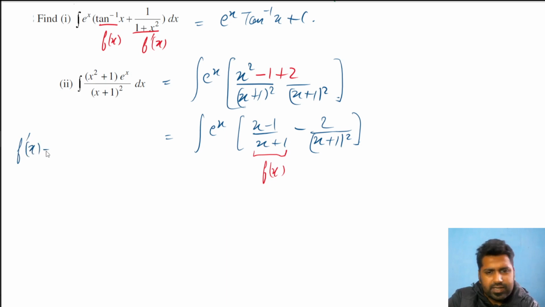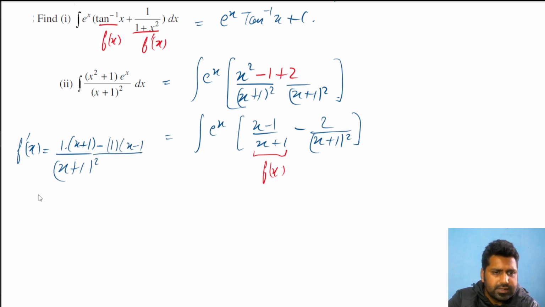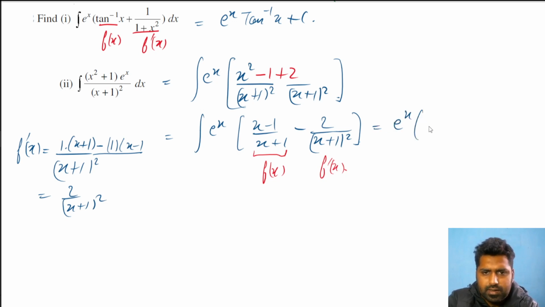f dash x will be, let's check it here in the separate part. Denominator, this is u by v, so x plus 1 whole square. Then u dash v, u is this, so 1 into x plus 1 minus v dash, denominator differentiation again 1 into x minus 1. If we solve this, what do we get? 2 upon x plus 1 whole square, which is present. So now I can say if this is my f x, this is my f dash x, and this is satisfying the format. So my answer directly is e raised to power x, x minus 1 upon x plus 1 plus c.